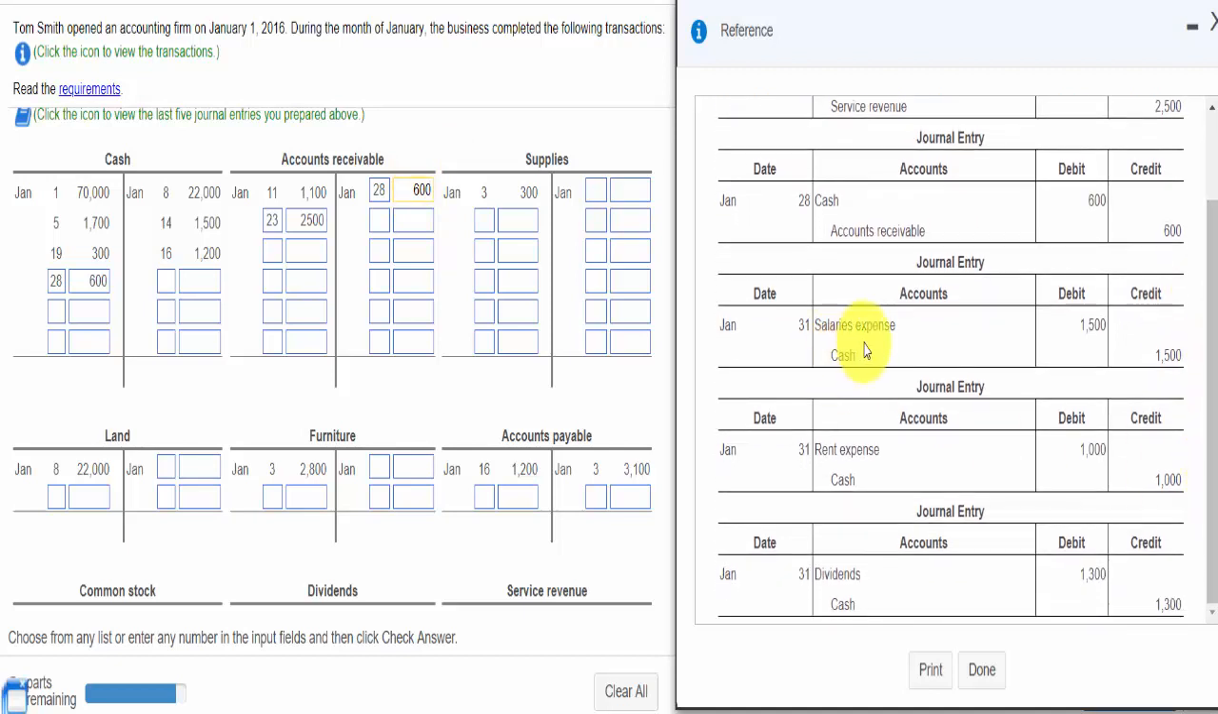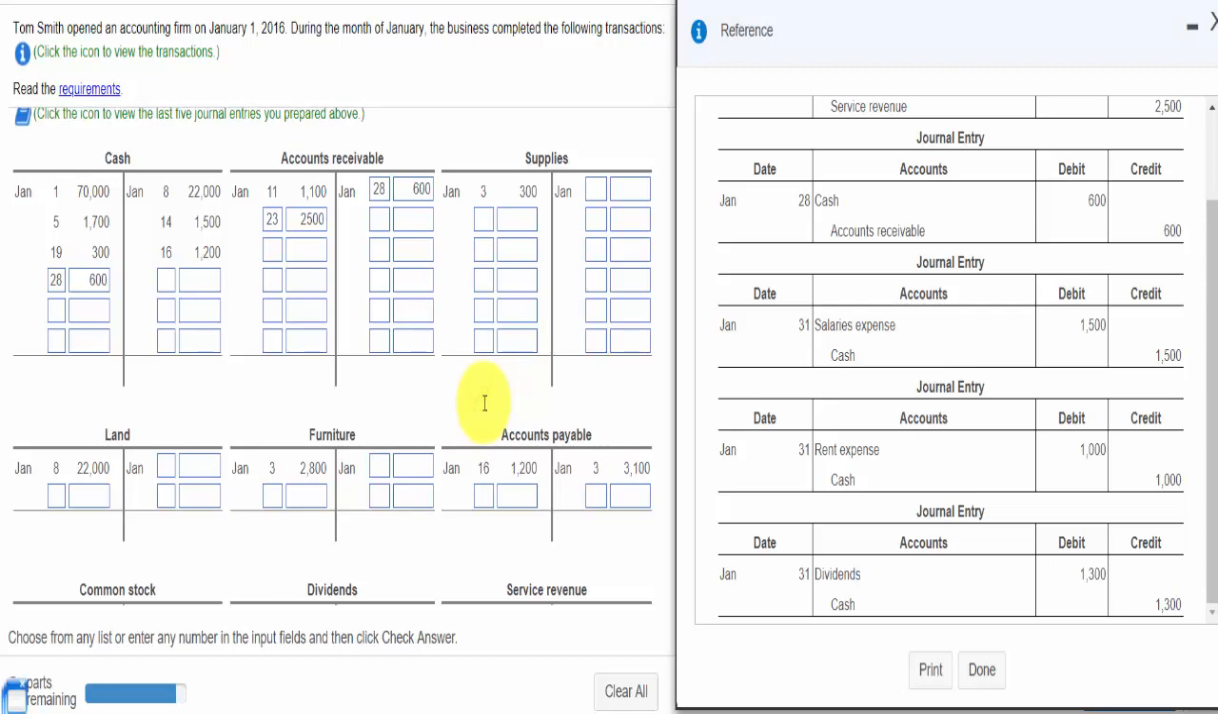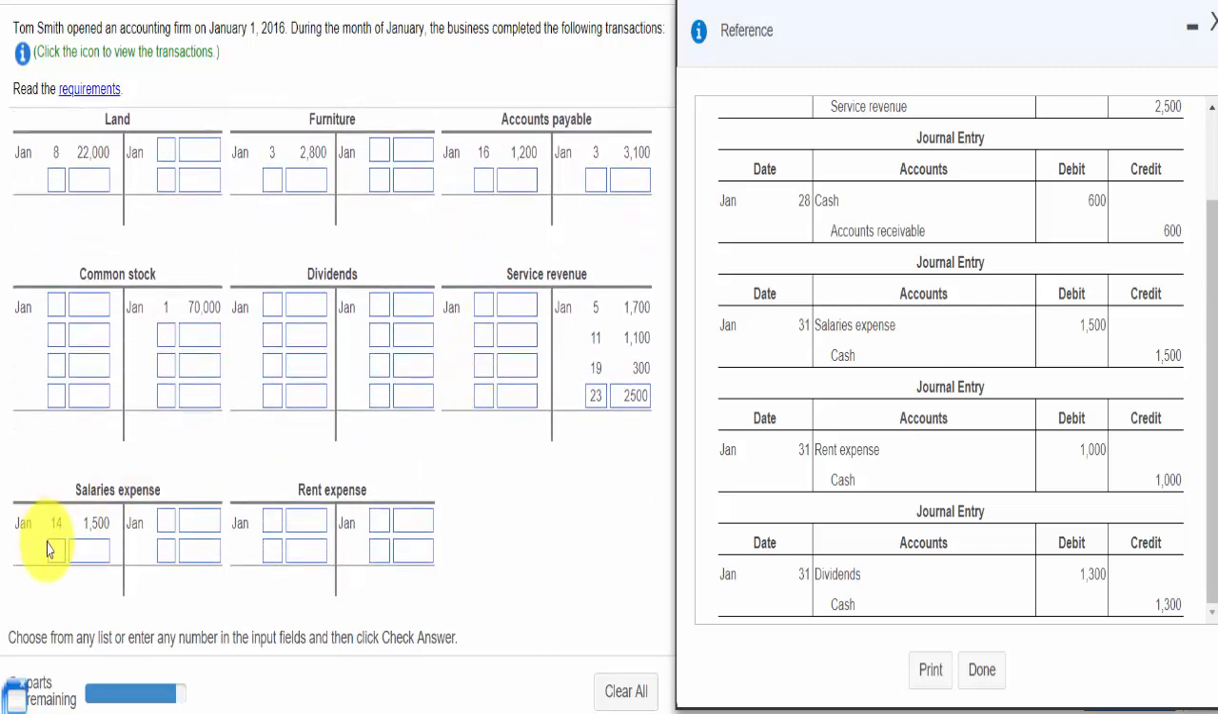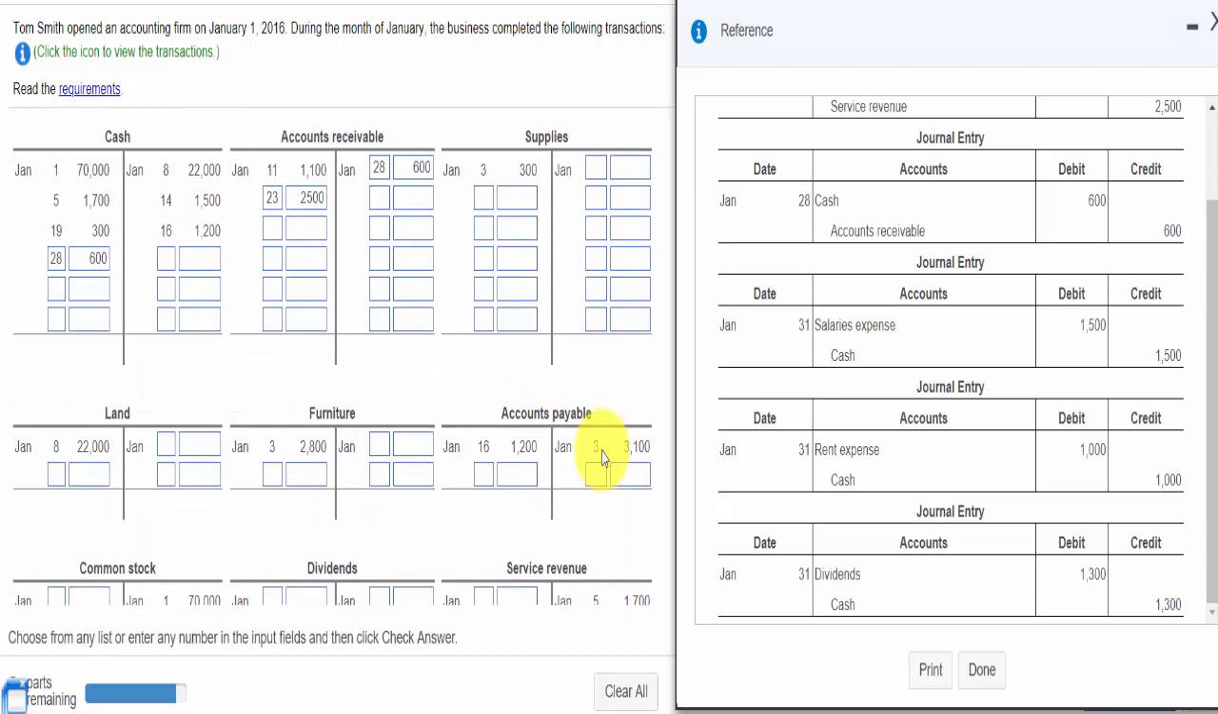Next entry is salaries expense, debit on 31 January, with cash. For salaries expense, we will put 1,500 in the debit area because the salary expense is debited. Then we will put the other effect of the entry. The cash here is a credit, so select the cash and then put the amount.